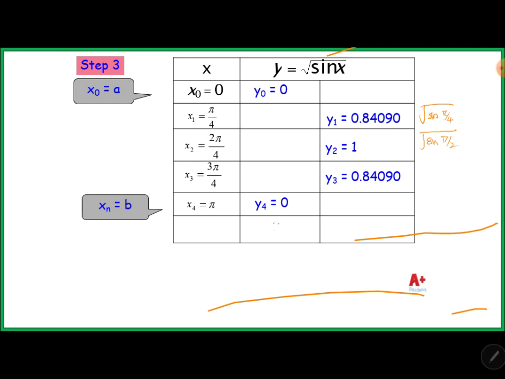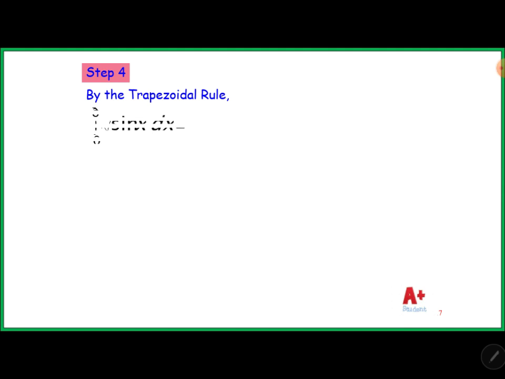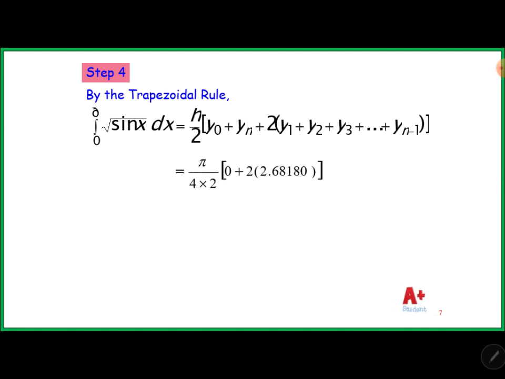So now total up the first column and the second column together and transfer the information into the formula. By using the trapezoidal rule, we have pi over 4 multiplied by 2. Why? This is pi over 4 divided by 2, which is equal to pi over 4 multiplied with 1 over 2. And then what is y0 plus y4? It's equal to 0. And then y1 up to y3 equals 2.68180. So the final answer in 4 decimal places is 2.1063. Done.